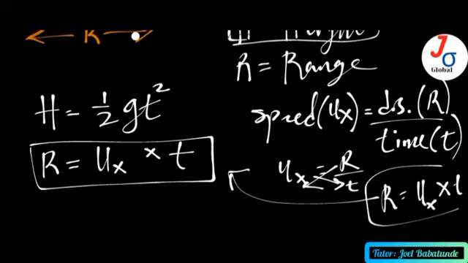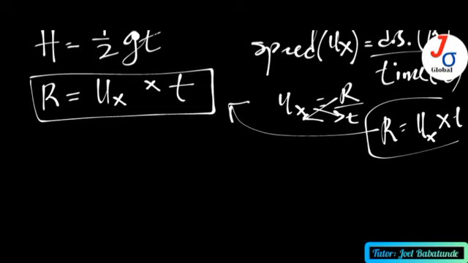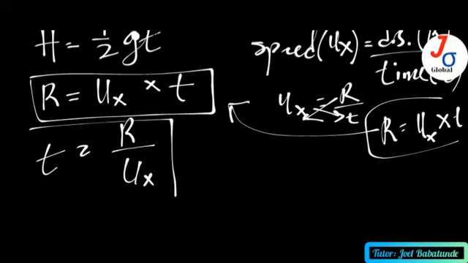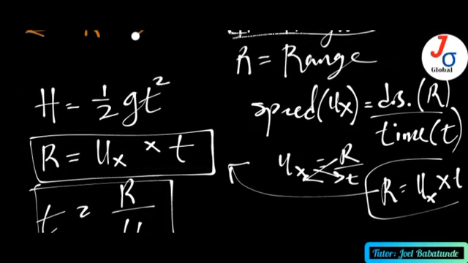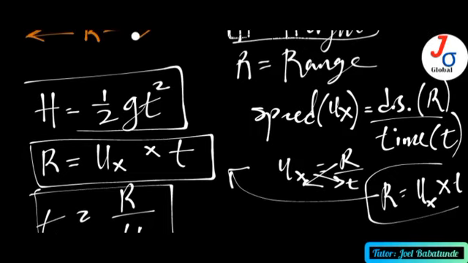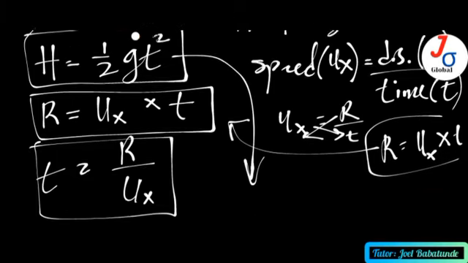Okay, and if you have to find the time too, the time has to be T, then T equals R over UX. So that's how you can find your time of flight as well. Or you can also find your time from this formula here. So if you make T the subject of the formula from here, what will you get?